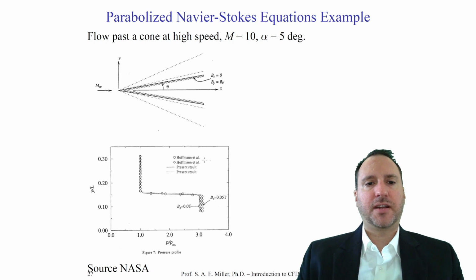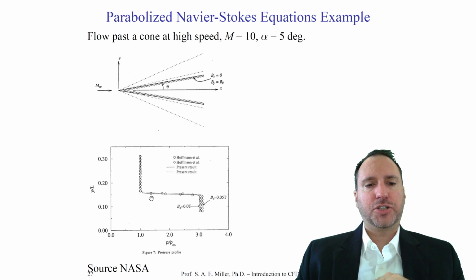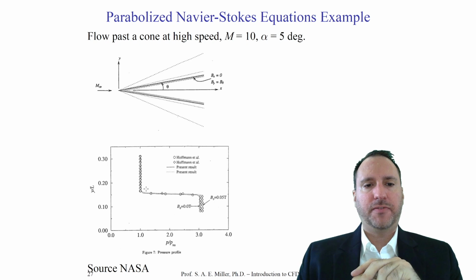Now, experiments are presented by Hoffman and his colleagues as symbols. The present predictions using the parabolized Navier-Stokes equations are drawn as lines. You can see from the leading edge to the trailing edge that there are very accurate predictions from the code relative to the measurements for the steady pressure. You can see there's a very, very large change in pressure at about y over L of 0.15. What is this? This is a transitional point within the flow.